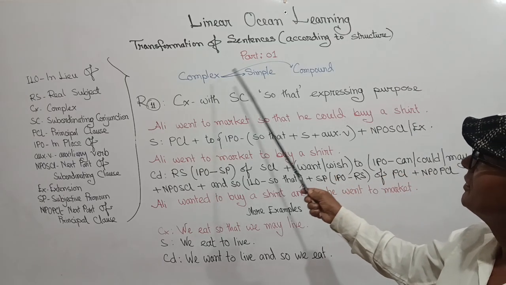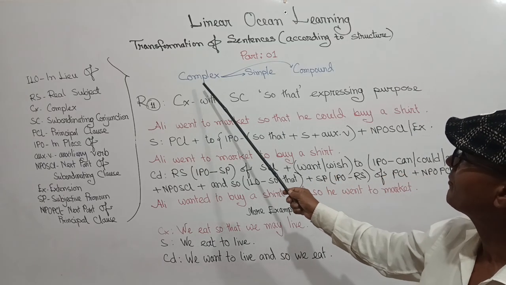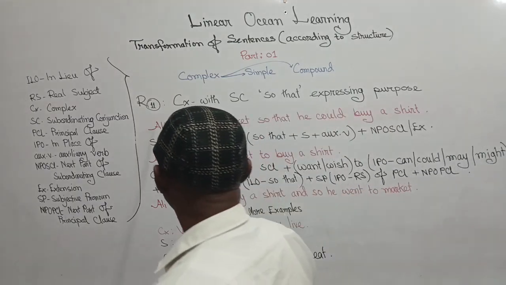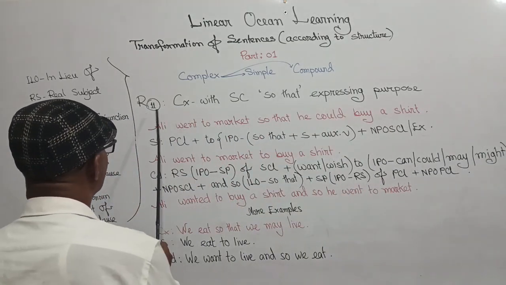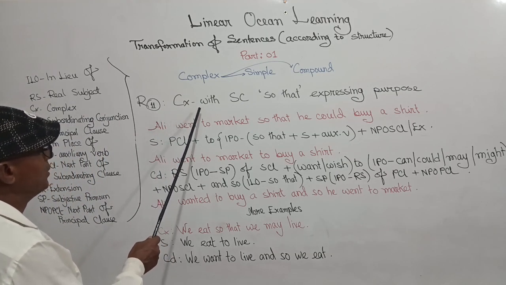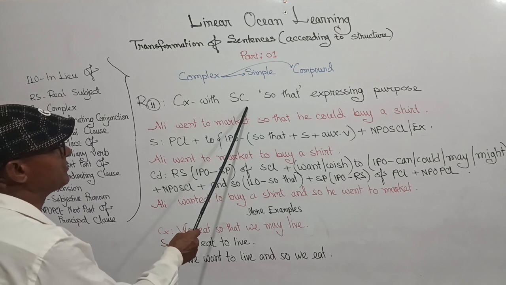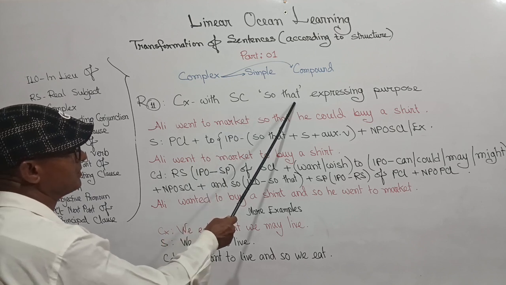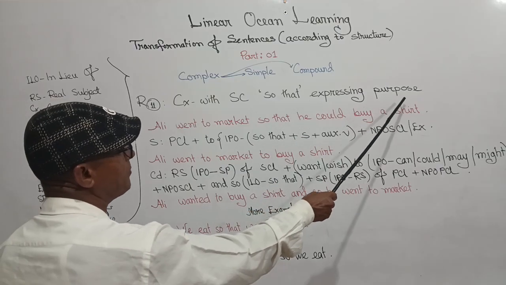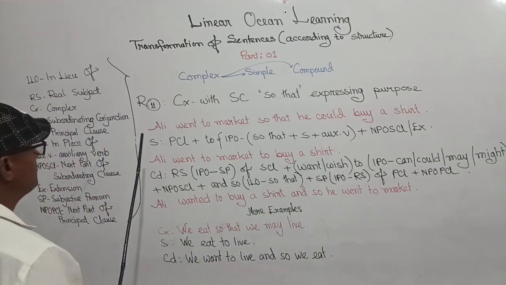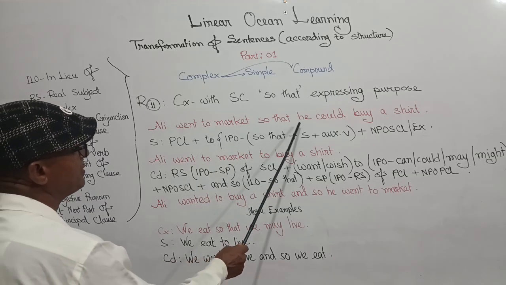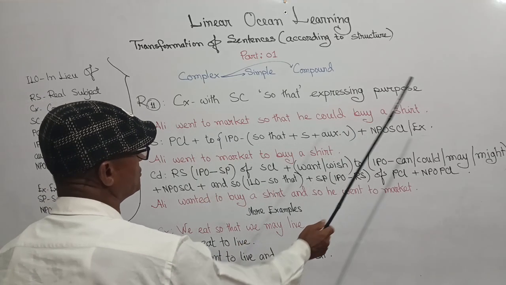Part 1, from complex to simple and from complex to compound. Today, I will be discussing Rule 11 on complex sentences with the subordinating conjunction "so that" expressing purpose. Example: Ali went to market so that he could buy a shirt.